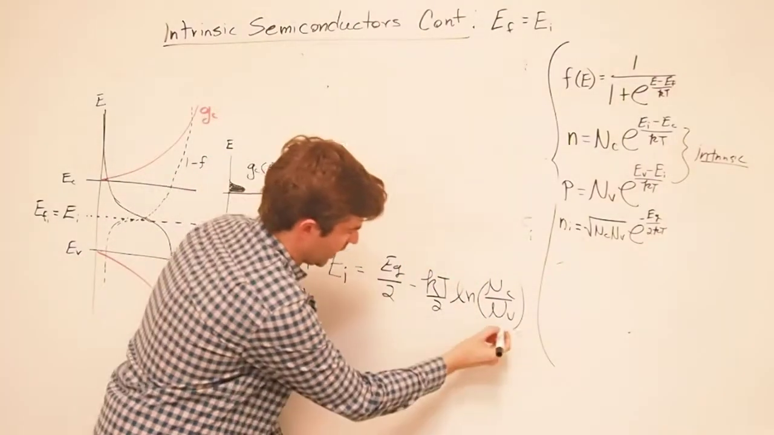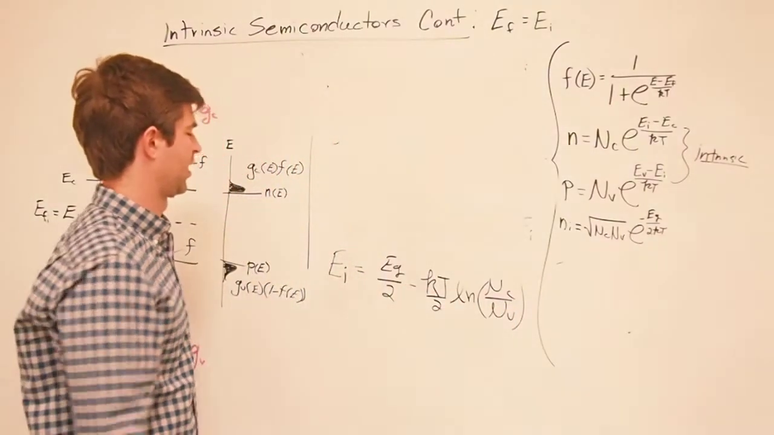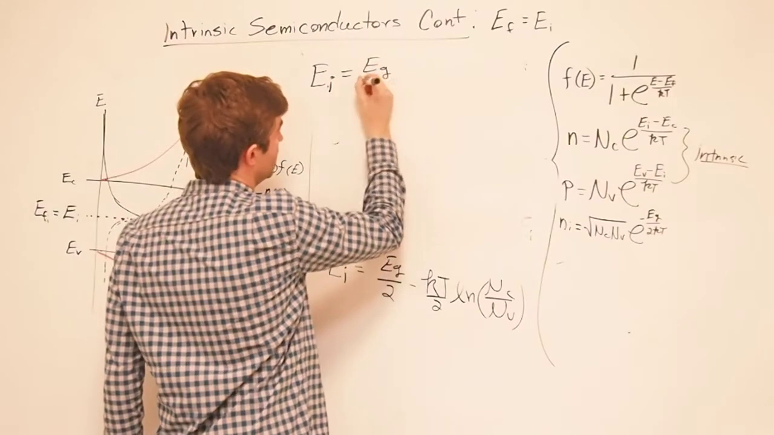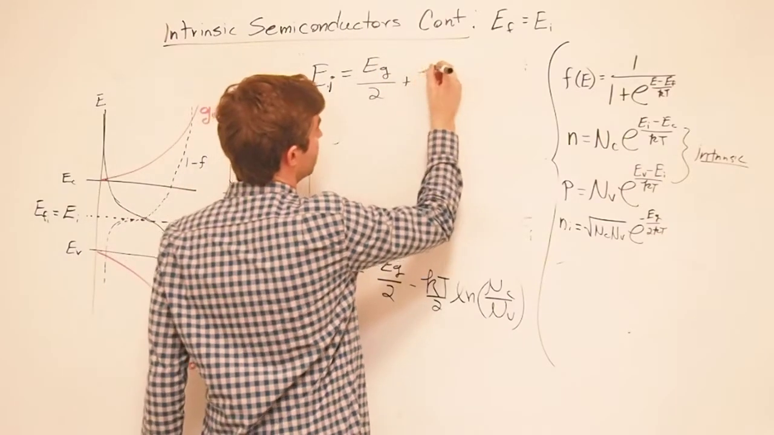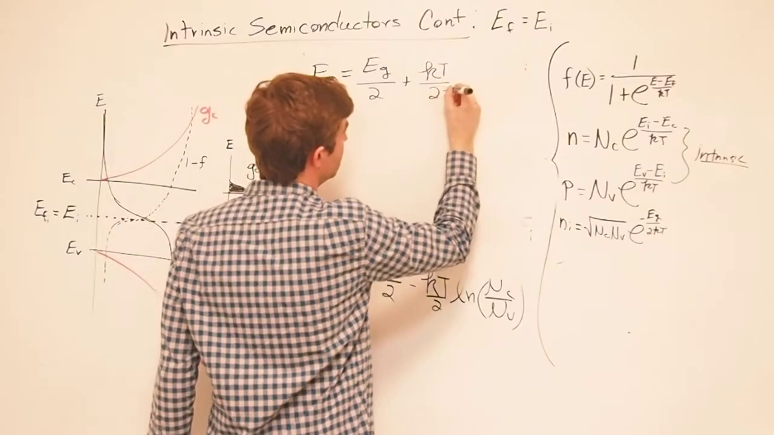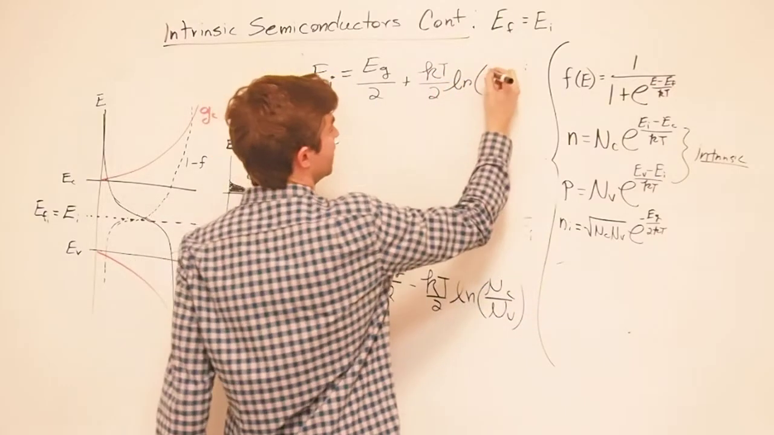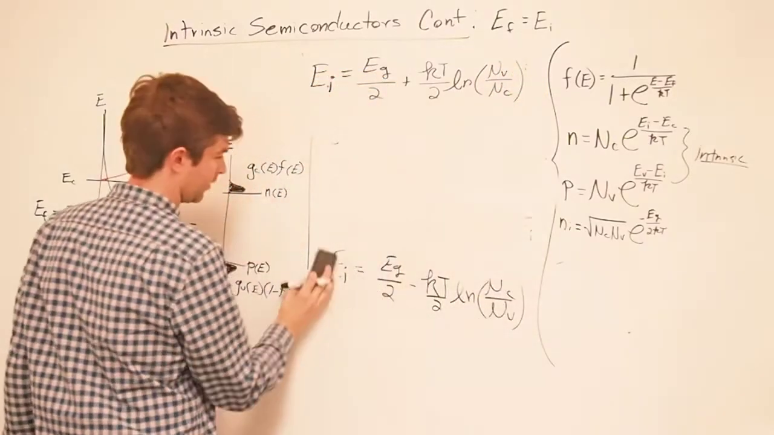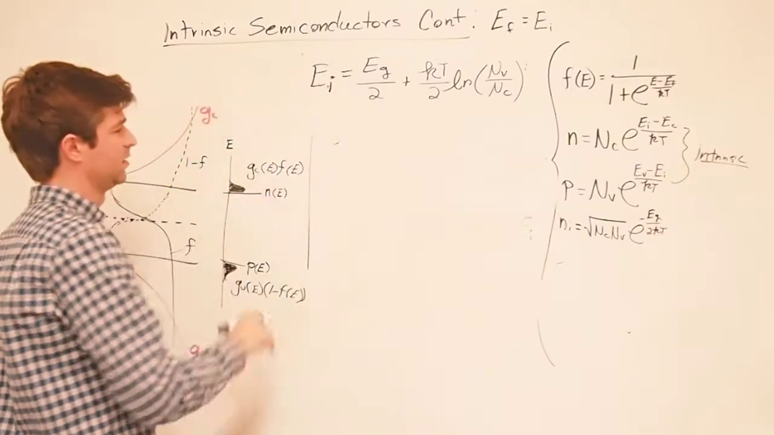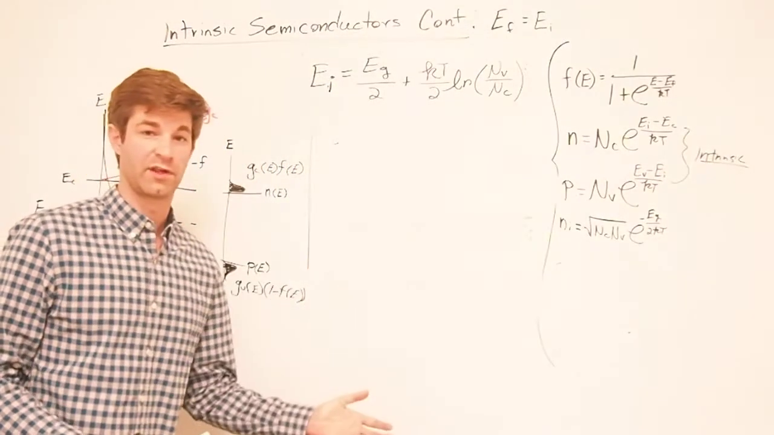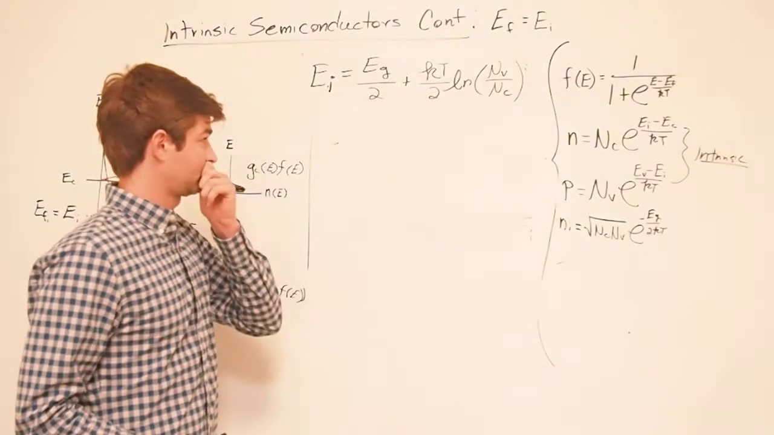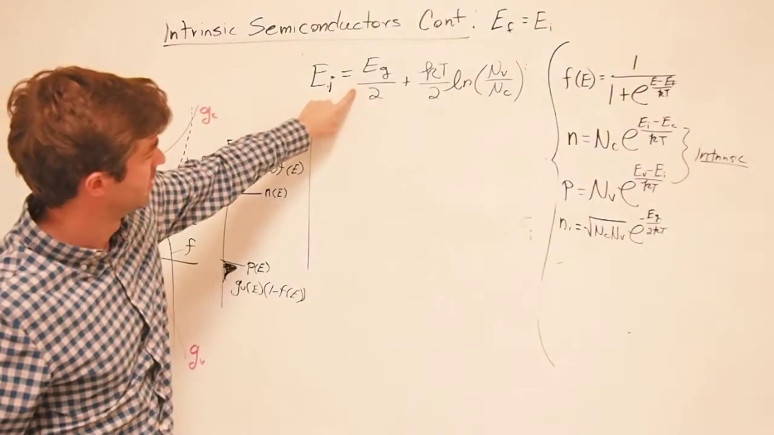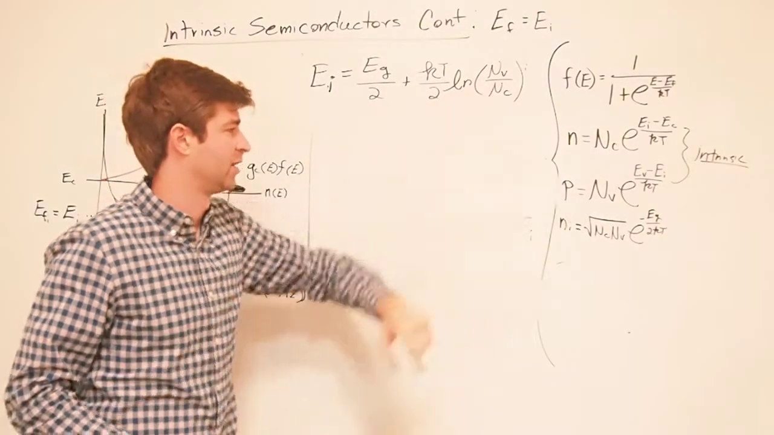And the cool thing about natural logs is that if I flip these two, this becomes a positive sign, so I can rewrite EI is equal to EG over 2 plus KT over 2 natural log of NV over NC, right? So let's look at this right here. Now we have an equation for EI. EI is constant in an intrinsic semiconductor unless you dope it or add some kind of energy to it. So it's the band gap divided by 2 plus this term, KT over 2 natural log NV over NC.